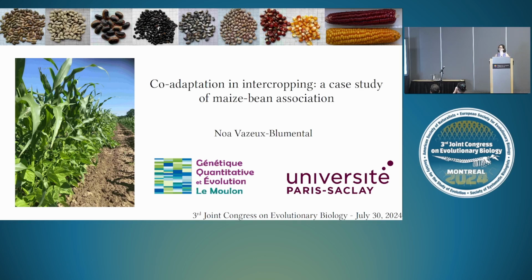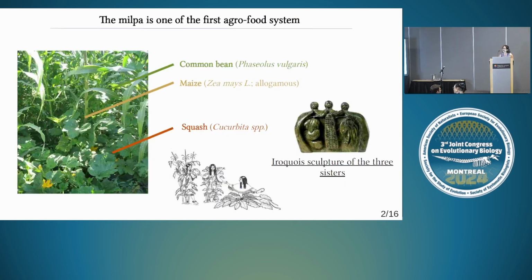So in my PhD, I try to understand the phenotypic and genetic basis of co-adaptation in crop mixtures, also known as intercropping. And today I will present the results from our maize-bean intercropping experiment. So to give you a little bit of context on this particular association, maize and bean have been associated as part of a traditional agro-food system known as milpa. So in milpa, we grow together the common bean that will climb on the maize, and the two are also associated with the squash.